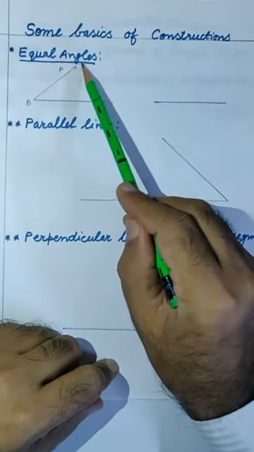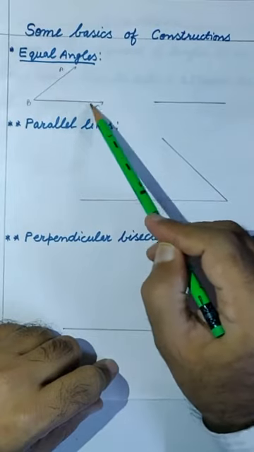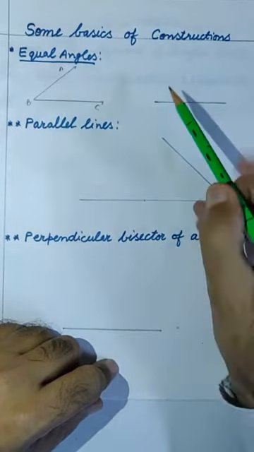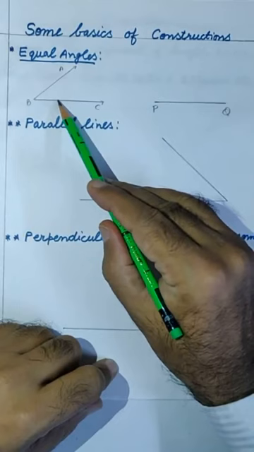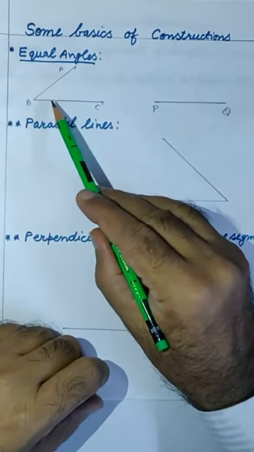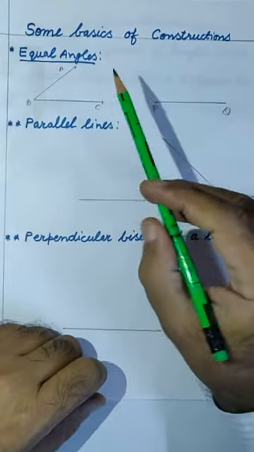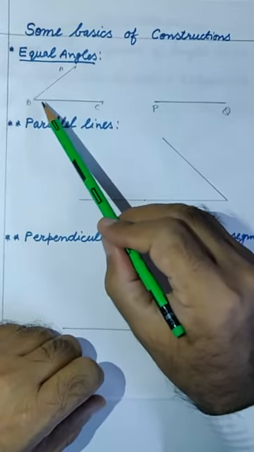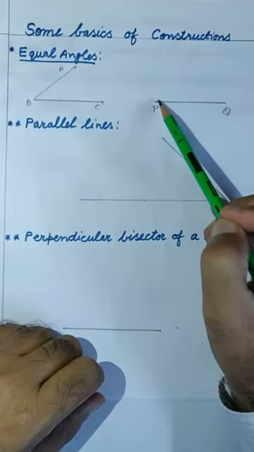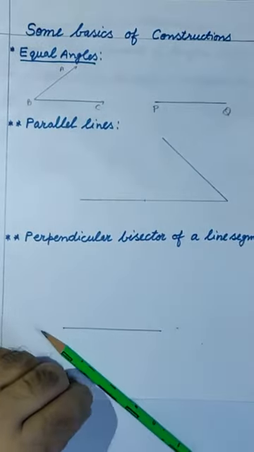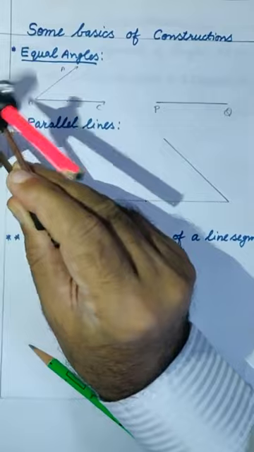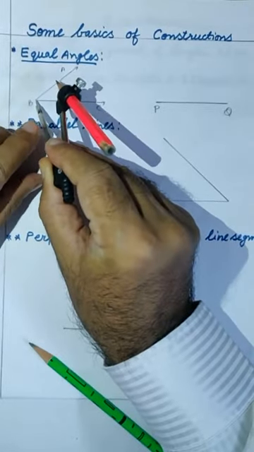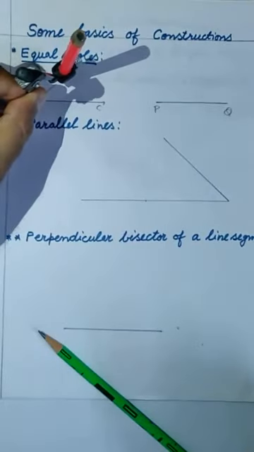First of all, I am taking equal angles. You are seeing this ABC is an angle, and we want to draw an angle equal to this without using a protractor. With the help of a compass we can make the same or equal angle here. First of all, you see how we can draw this. Put your compass here, open it and draw an arc. You draw an arc like this.